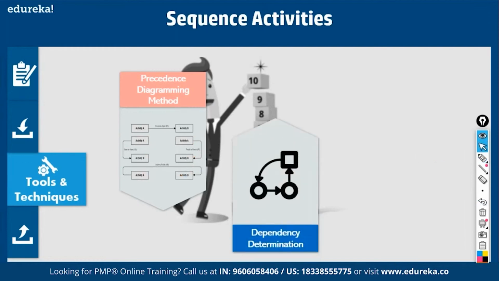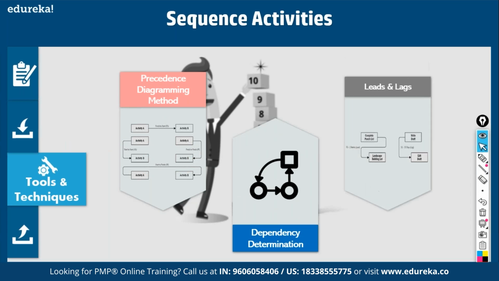Then dependency determination. That is what we saw now, right? Then leads and lags. See, this is a lead. What does it mean? Let's say this takes 10 days and this takes 10 days. It should normally be 10 plus 10, 20 days. But you are introducing a lead in the successor activity, let's say by 5 days. That will reduce the duration by 5 days. It becomes 15. So a lead has the effect of reducing the duration.